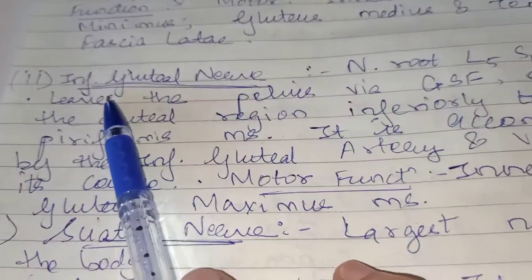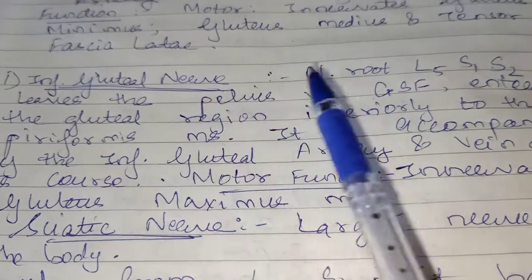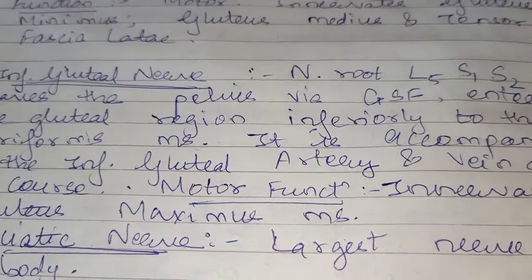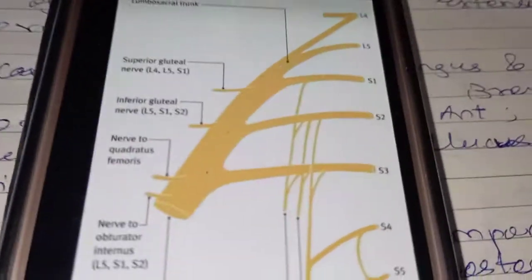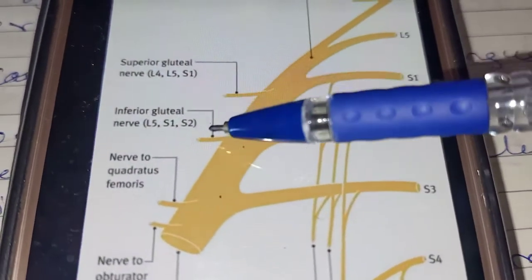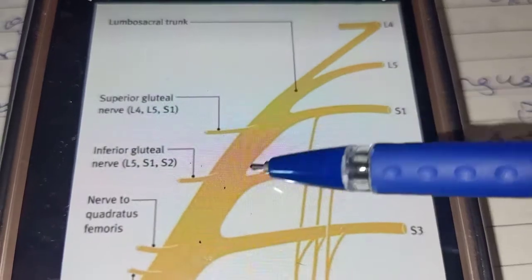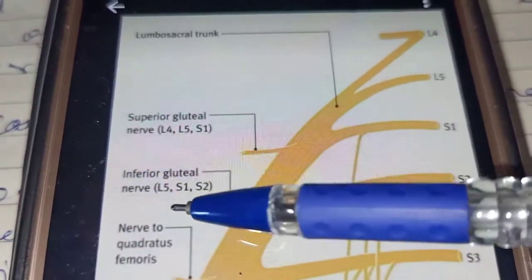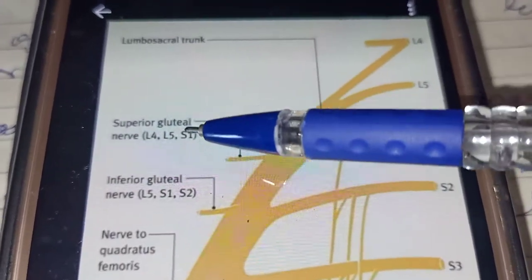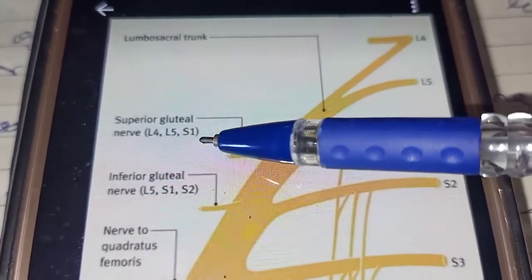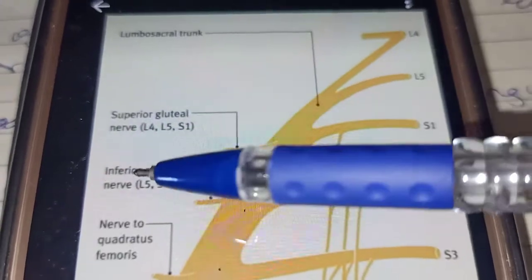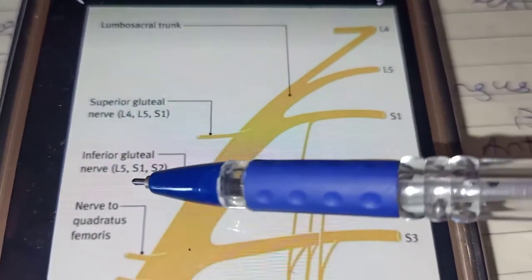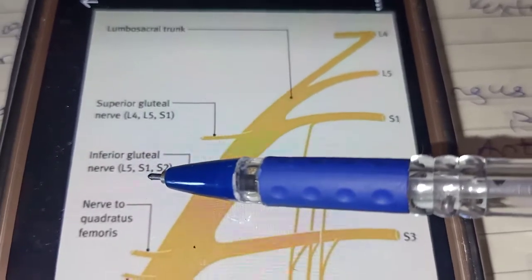Now we'll talk about the inferior gluteal nerve. The nerve roots are L5, S1 and S2. If you see this, this is the inferior gluteal nerve. So this forms the inferior gluteal nerve. Superior gluteal nerve was L4, L5 and S1. Inferior gluteal nerve is L5, S1, S2. Remember these nerve roots for MCQ as well as for Viva purposes.